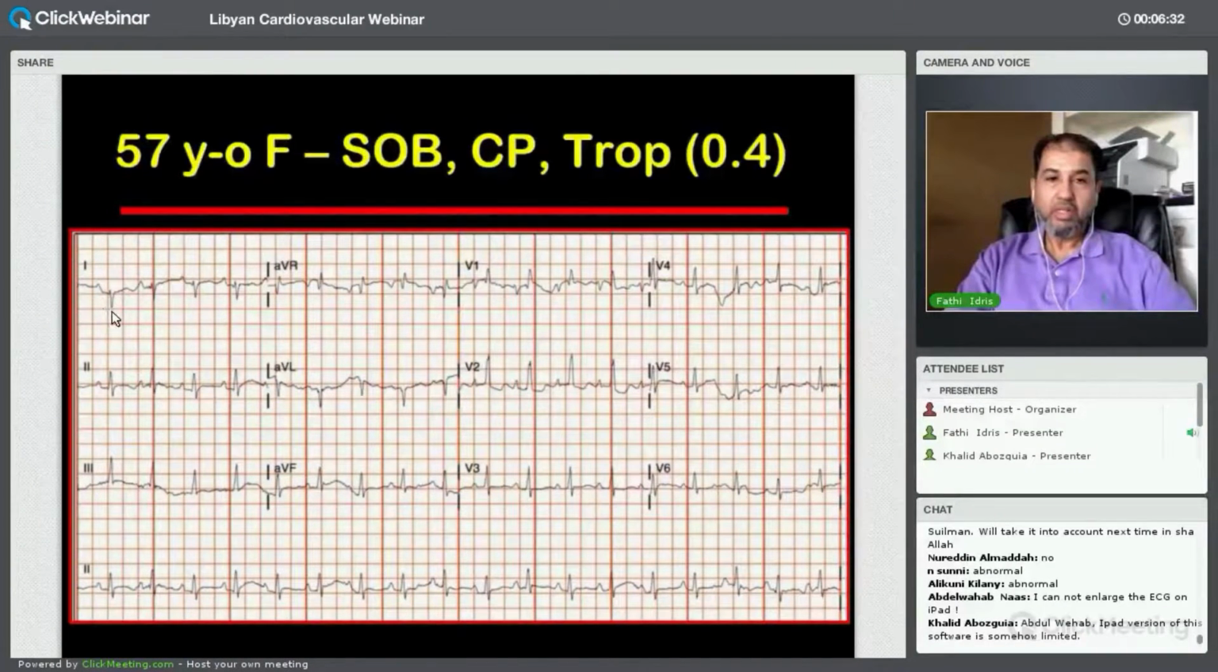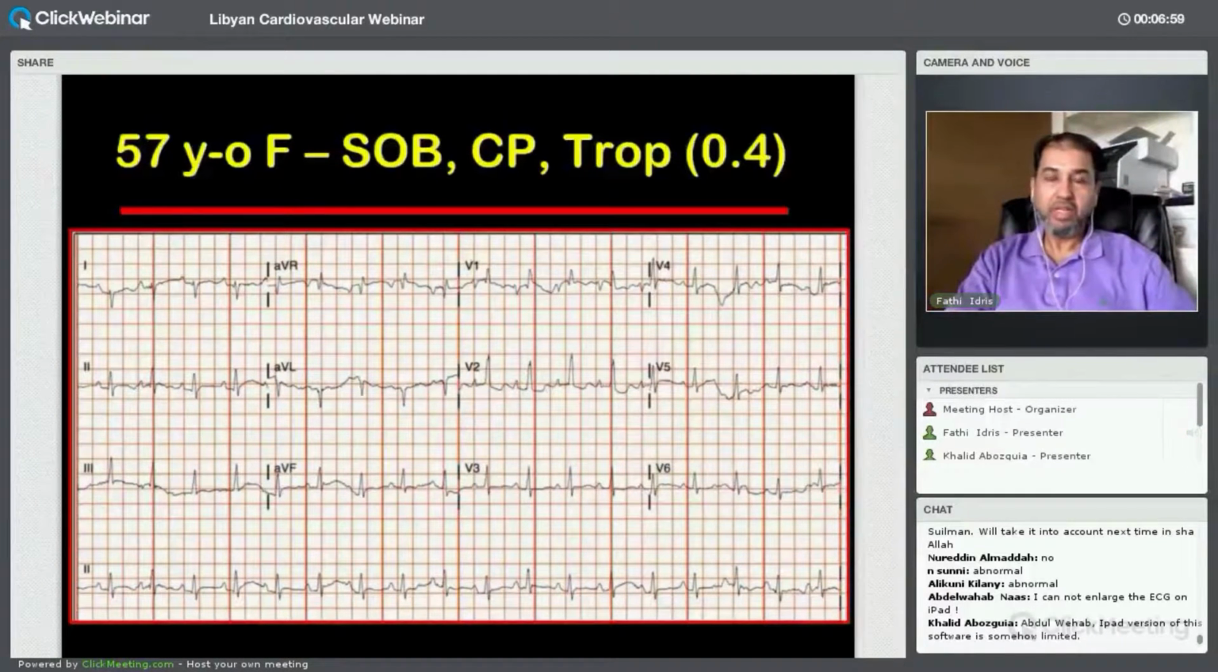The other abnormality is the axis. You look, lead 1 is mainly negative, leads 2 and 3 are positive. So there is a right axis shift. So these abnormalities, the right axis shift, the right atrial enlargement, right ventricular enlargement, are usually a reflection of chronicity of the changes. The other possibility is acute pulmonary embolus.